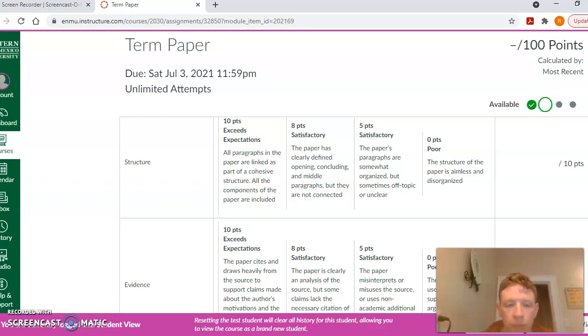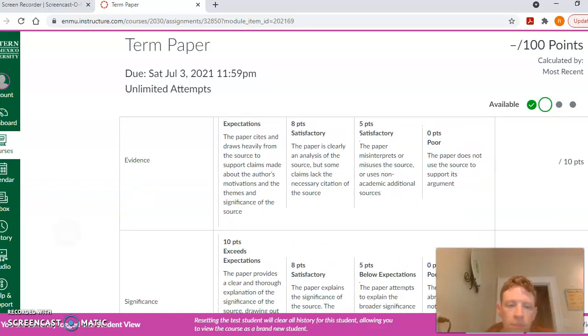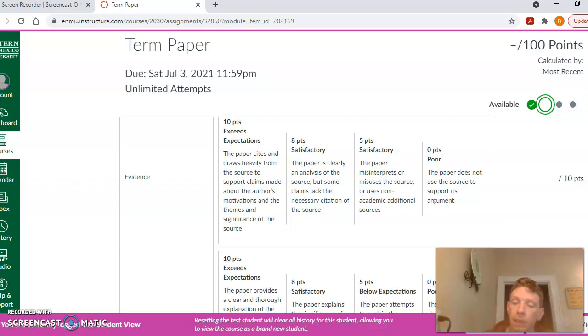Structure. Pretty straightforward again. Did you follow the pattern that I set out above? Are all paragraphs linked together to form one paper? We don't want just five different components. Evidence, especially when you're doing the theme section, make sure you're citing from the source regularly to provide evidence for your arguments.